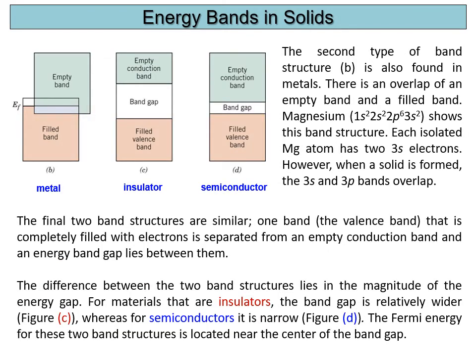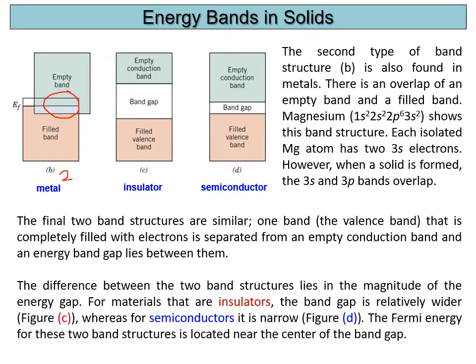The second type of band structure, B, is also found in metals. There is an overlap of an empty band and a filled band, such as the magnesium band structure. Each isolated magnesium atom has two 3s electrons. However, when the solid is formed, the 3s and 3p bands overlap. So the 3s and 3p bands will overlap.